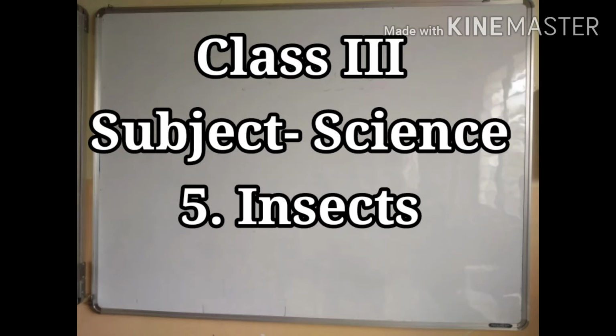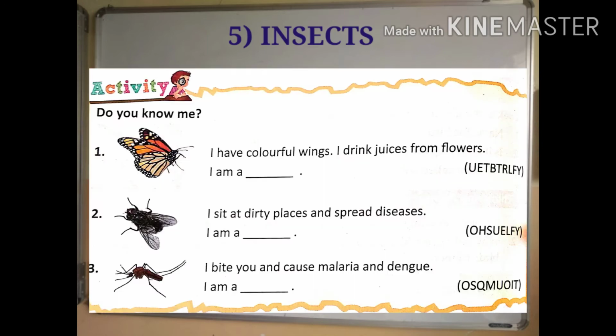Hello students, today we will start our new lesson, insects. Okay, so here is the activity. Do you know me? I have colorful wings. I drink juices from flowers. I am, yes, correct, butterfly.